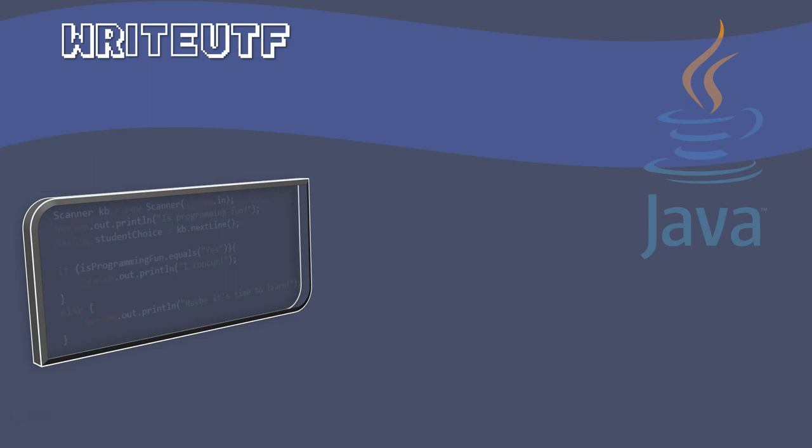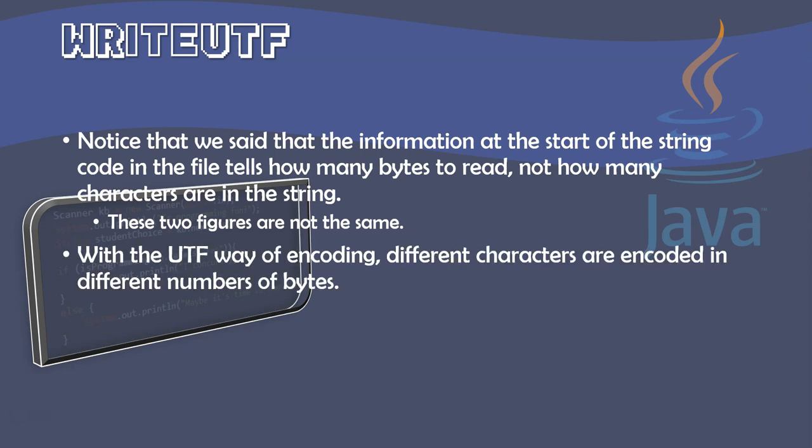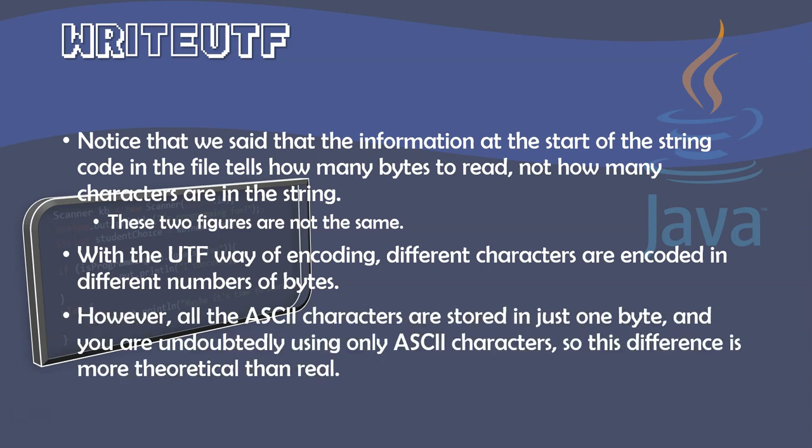So let's bring it back to writeUTF. Notice that we said the information at the start of the string encoded in the file tells how many bytes to read, but not how many characters are in the string. These two figures are not the same. With UTF's way of encoding, different characters are encoded in a different number of bytes. However, all the ASCII characters are stored in just one single byte. And you're undoubtedly using only ASCII characters, unless, of course, you're not using English as your coding language or using something else. So this difference is more on the theoretical side than realistic for what you might encounter. Now, if you go to a broader character set, if you're using more of the broader Unicode character encoding, then yeah, this is something you have to address.